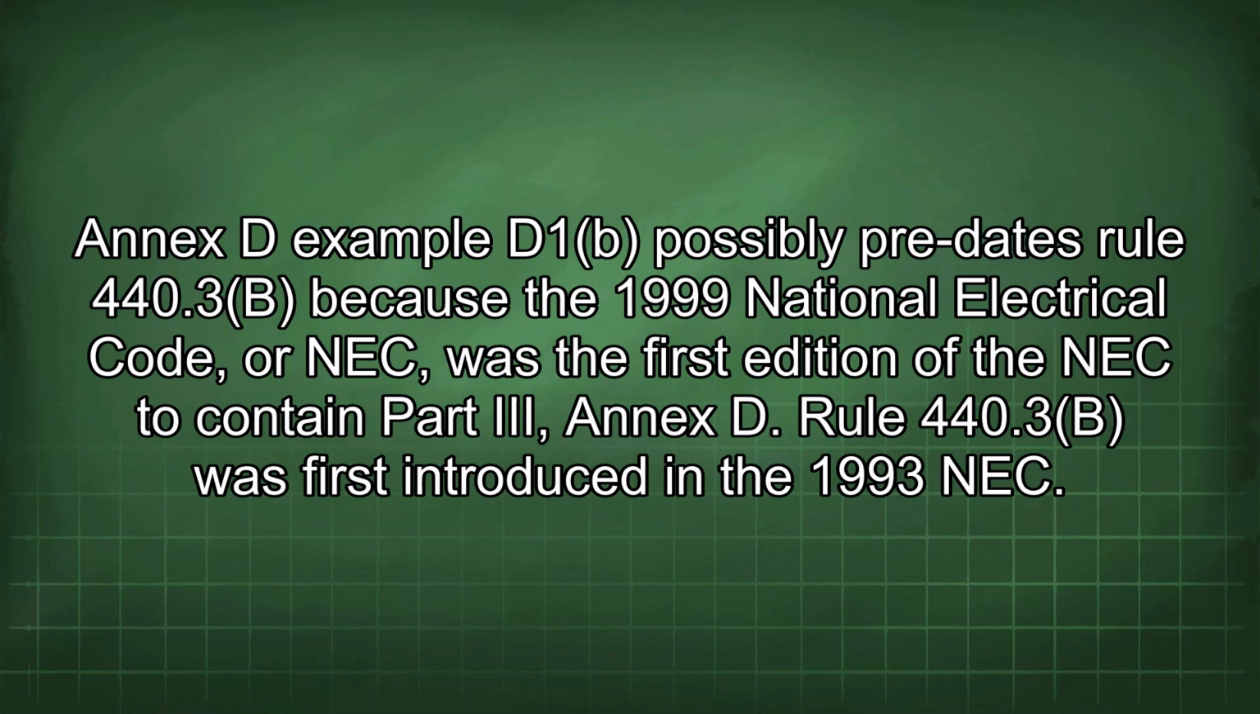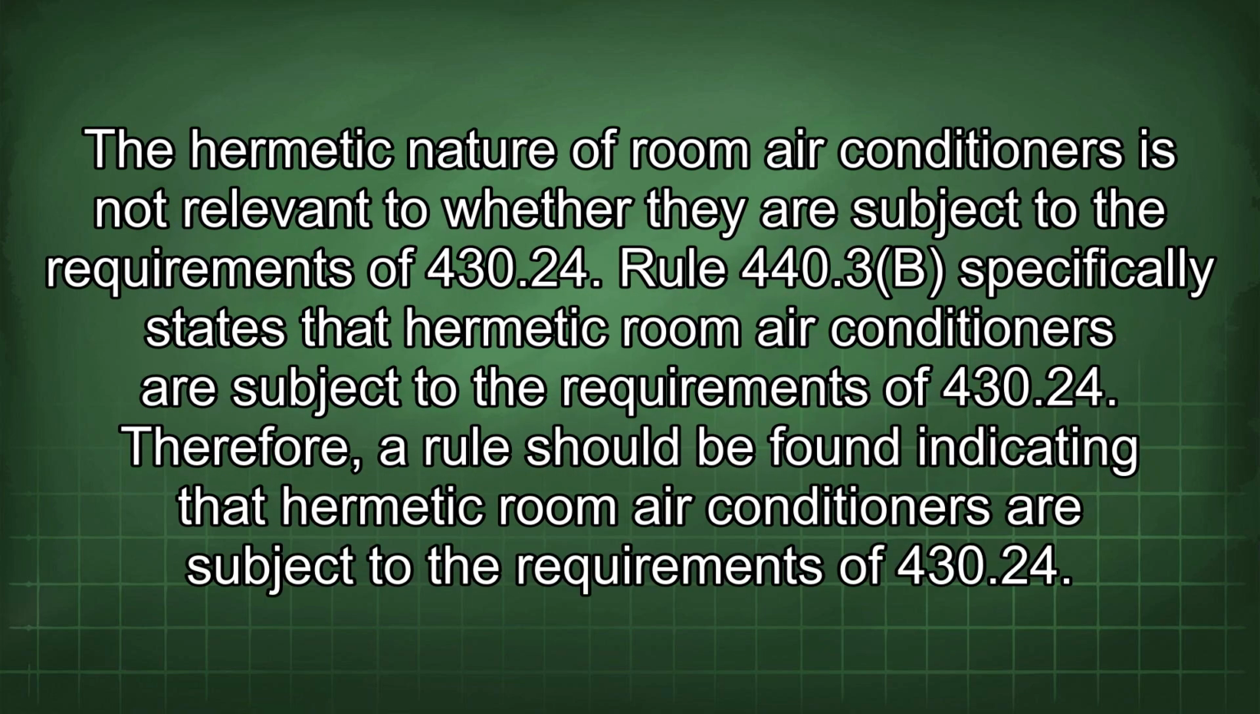Annex D example D-7 possibly predates Rule 440.3(B) because the 1999 National Electrical Code, NEC, was the first edition of the NEC to contain Part III of Annex D. Rule 440.3(B) was first introduced in the 1993 NEC. The hermetic nature of room air conditioners is not relevant to whether they are subject to the requirements of 430.24.